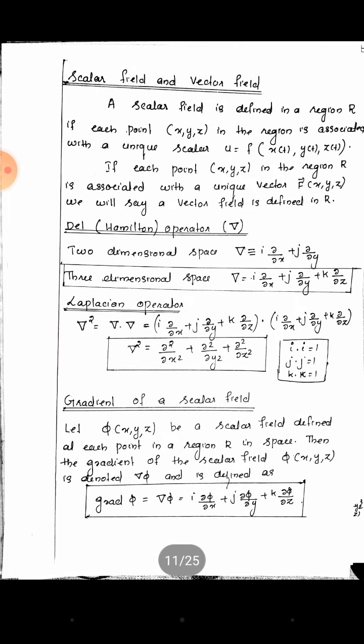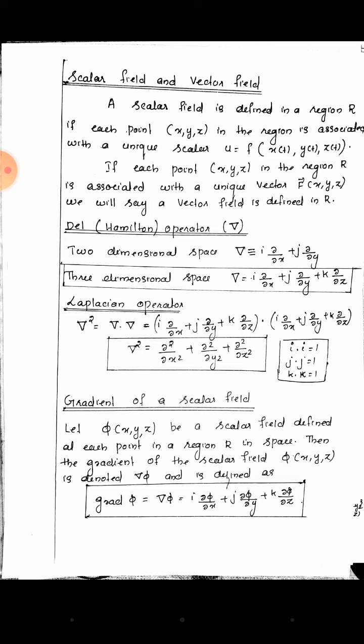Next is scalar field and vector field. Scalar field means a region associated with a scalar function, and a vector field means a region associated with a vector valued function. Next is the Del or Hamilton operator. In a three-dimensional region, Del is equal to i dou by dou x plus j dou by dou y plus k dou by dou z.